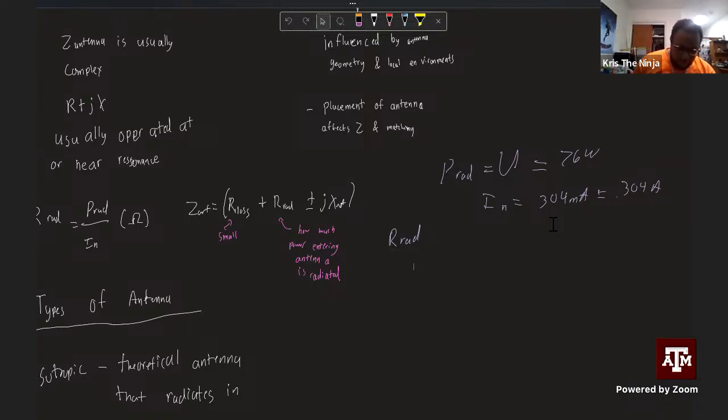I don't remember what R_loss is, but let's just say that R_loss is 3 ohms. So R_loss is 3 ohms. So you have 3 plus 250.